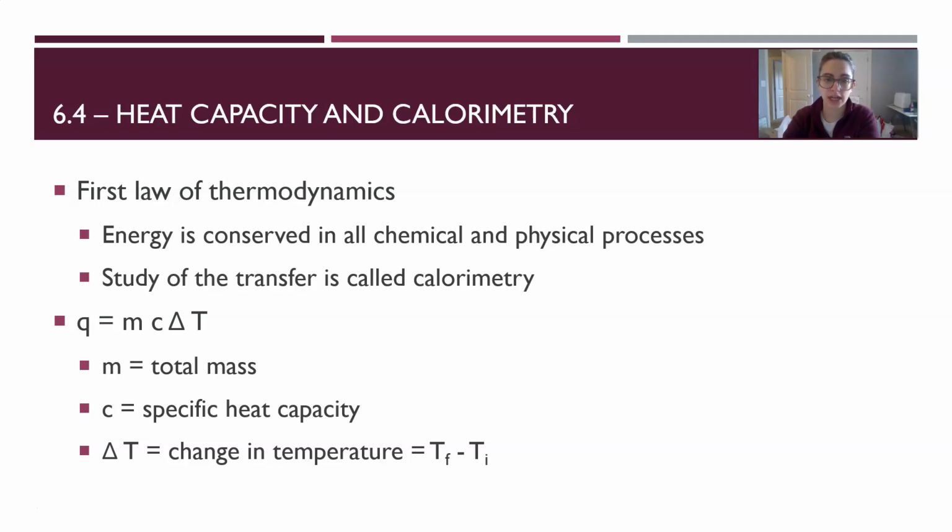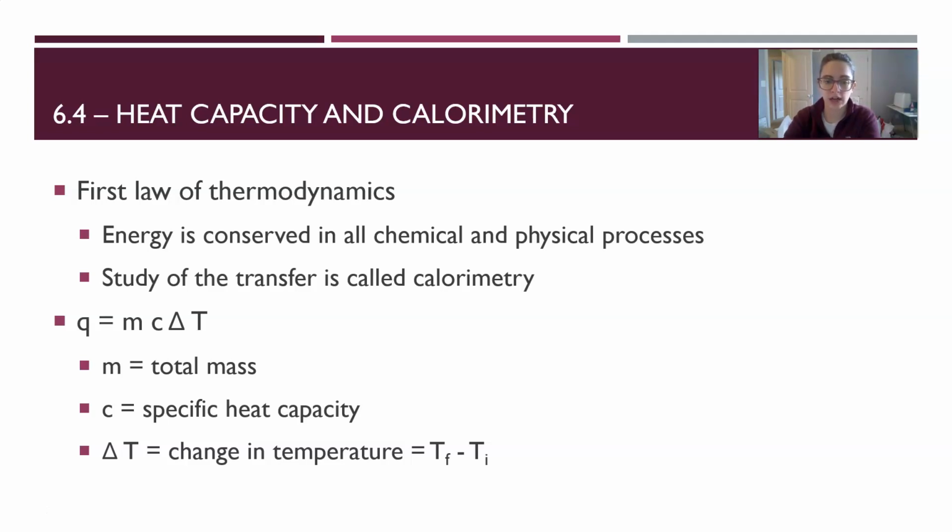So the equation that we're going to use is Q equals M, which is our total mass, times C, which is the specific heat capacity, times delta T, which is the change in temperature. And your delta T is always going to be T final minus T initial. So it's always going to be your final temperature minus your initial temperature.